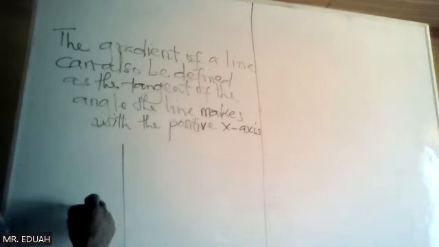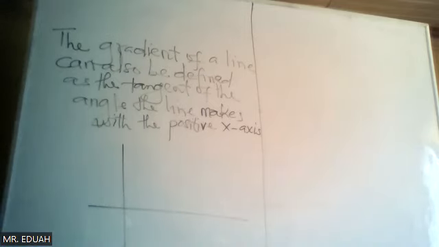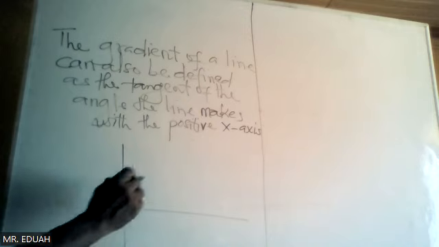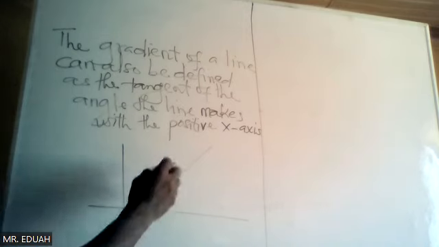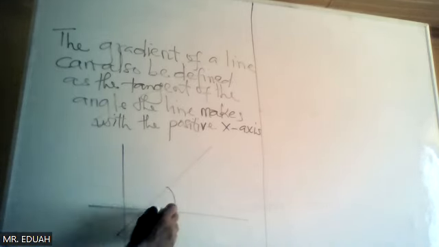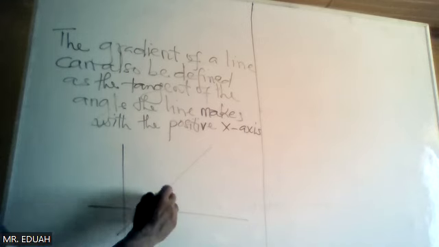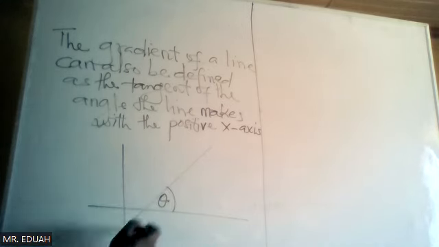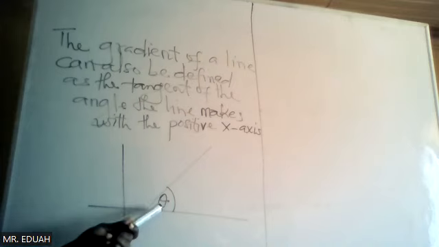So the tangent can also be defined like this. Let's say the line cuts the positive x axis. The tangent of this angle is also defined as the gradient. The tangent of the angle the line makes with the positive x axis is also defined as the gradient of the line, or the slope of the line. So the value of this angle will determine the slope.